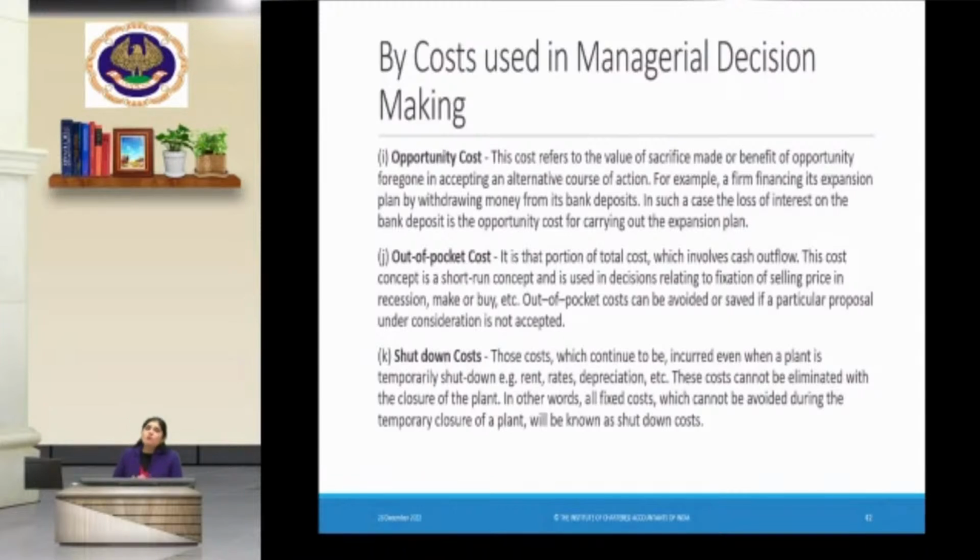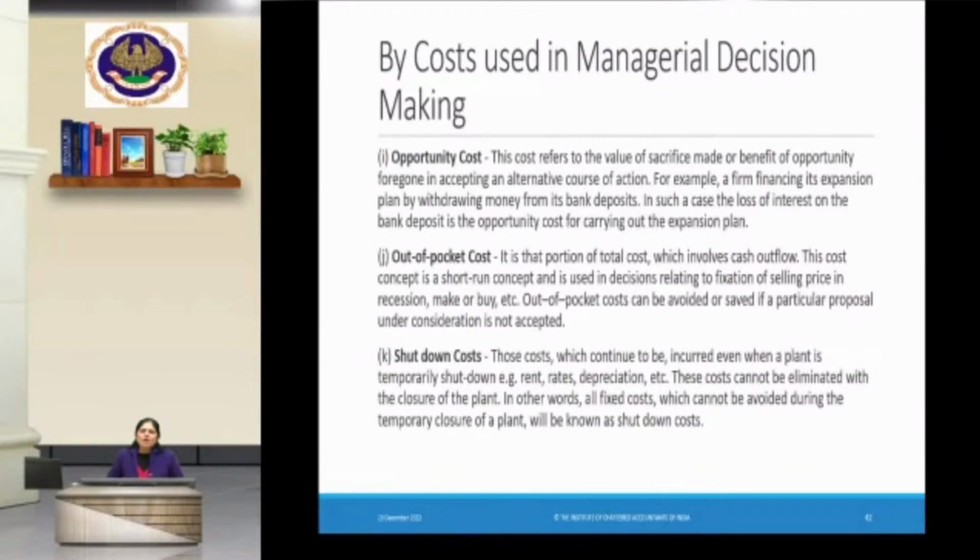That means out of 5 lakh, 4 lakh I never had to pay because I exchanged that old machinery for it. And the balance only I am paying. So the balance which I am paying is my out-of-pocket cost for the purchase of an asset. I think that's an example which you must have understood for out-of-pocket cost.